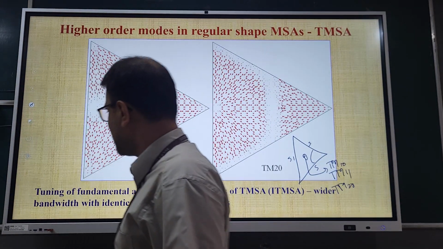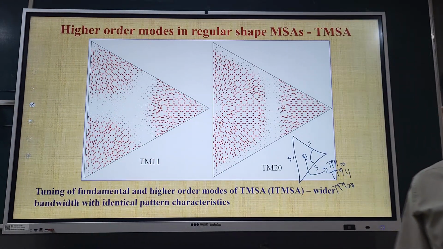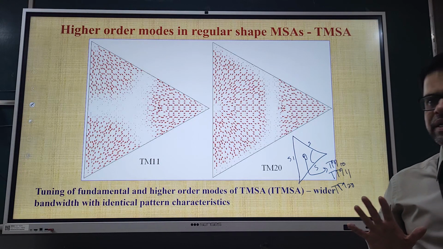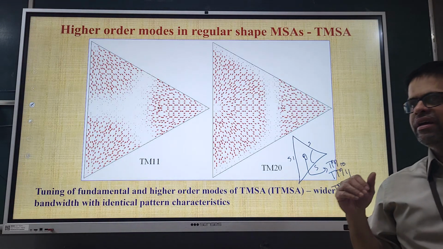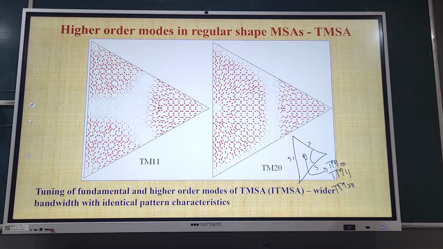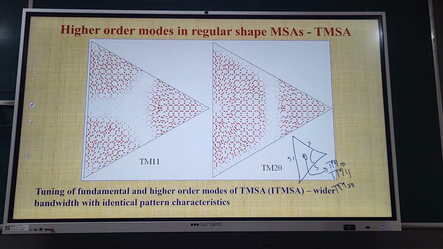So next time now we will talk about the broadband microstrip antenna designs. Then we'll do the techniques related to the broadband microstrip antenna. This is a small lecture which I conducted related to the higher order mode excitation.